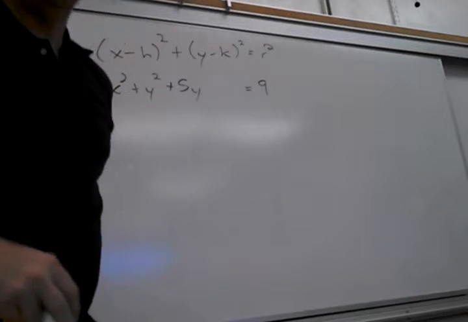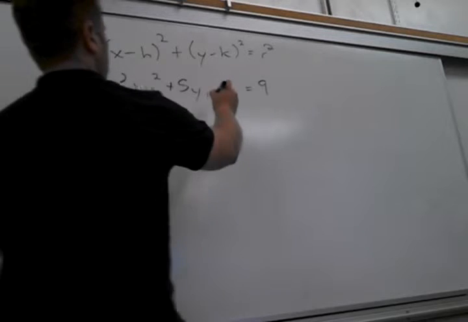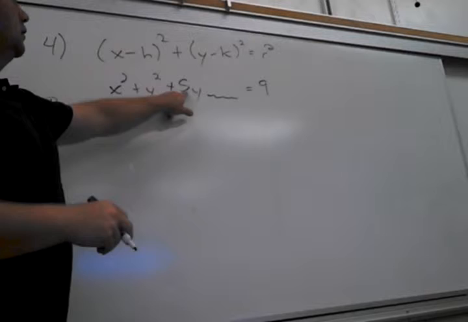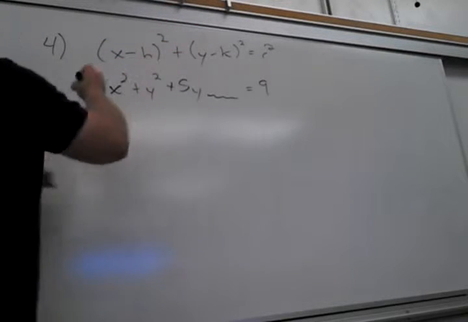So I just added the 3 over, right? So what do you have to put here? How do you work completing the square? 25 fourths. Yeah, exactly, because you take half of this, step 1.